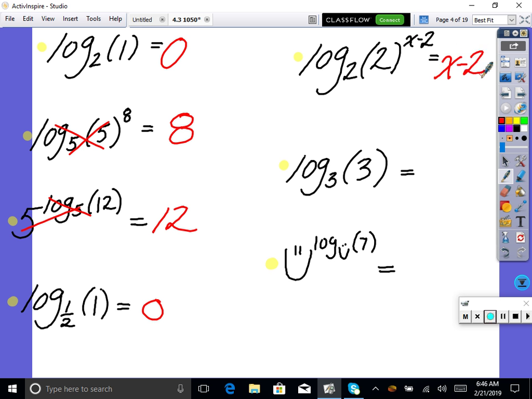X minus 2. Don't be that person on the test that then sets it equal to 0 and says x equals 2. We're not solving, we're simplifying. Does everybody see what I'm saying? Don't go and solve it. Okay, so with this one, what would it be? 1, right? Isn't this 3 to the first power right here? So then these undo each other and we get 1. Smiley face, log smiley face of 7.